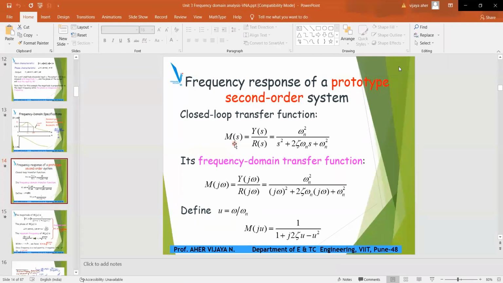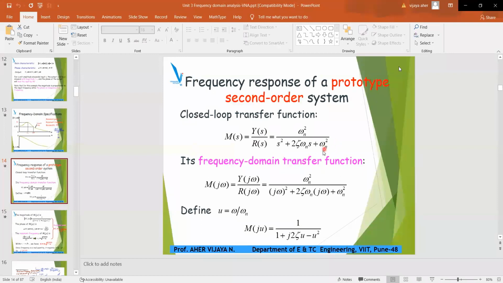What is the transfer function in a closed loop control system? That is nothing but the Laplace of output to the Laplace of input, Y of s divided by R of s. You can represent the closed loop transfer function for a second order system by this equation, and you have to remember it. There is no other way. It is given by omega n square divided by s square plus 2 zeta omega n s plus omega n square.